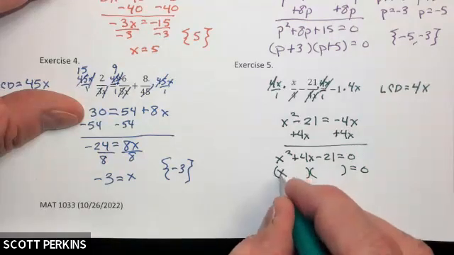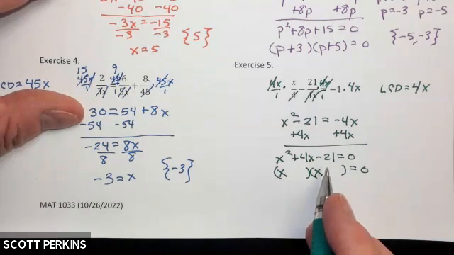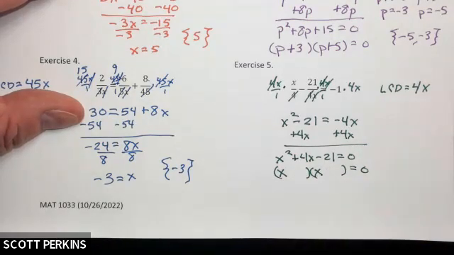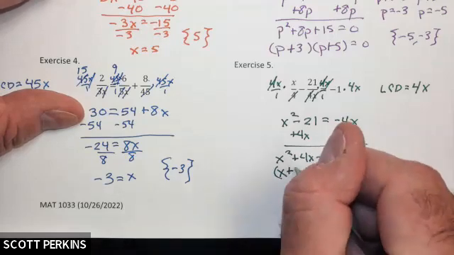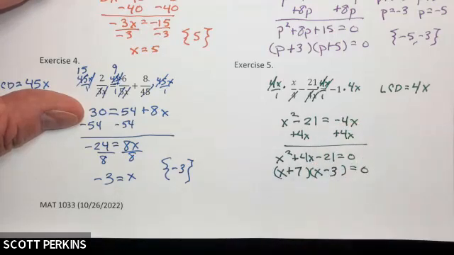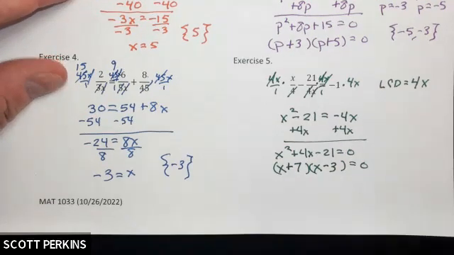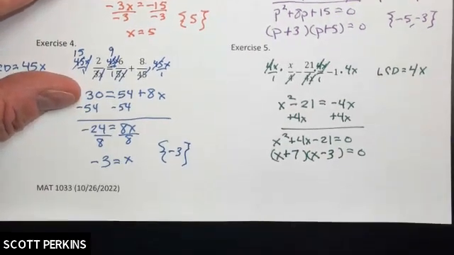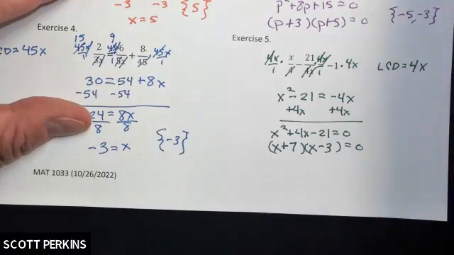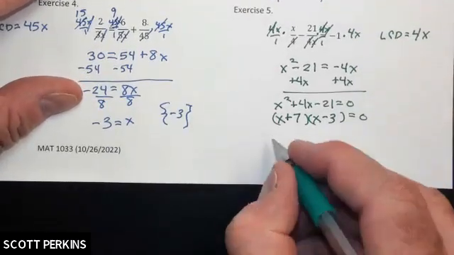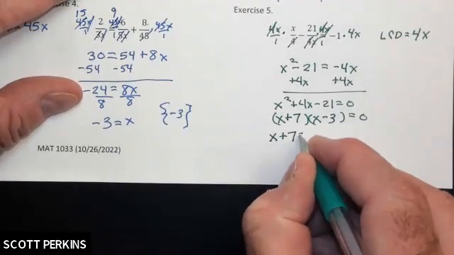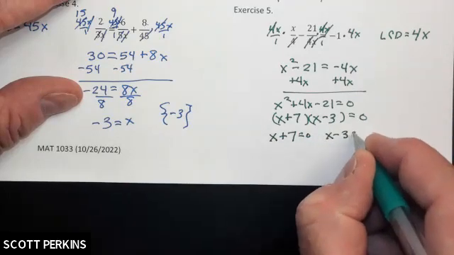I'm unfoiling it now. What are the two factors of negative 21 that are going to add up to positive 4? Plus 7 and minus 3. That's fantastic. I'm going to now apply the principle of zero products. I'm going to take each of those factors. I'm going to set them equal to 0. So I've got x plus 7 equals 0, x minus 3 equals 0.